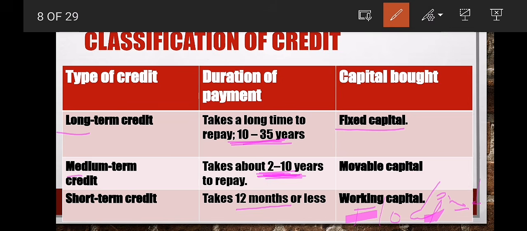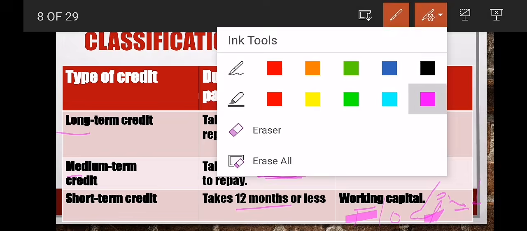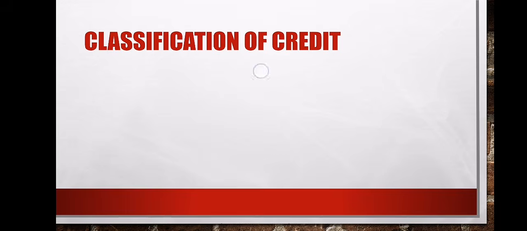Long term, 10 to 35 years. Which capital can be bought? The one that is fixed. Medium term, 2 to 10 years. Which capital can we buy? Movable. Short term, 12 months or less. Which capital can we buy? Working capital. It's one of the easiest things to understand.